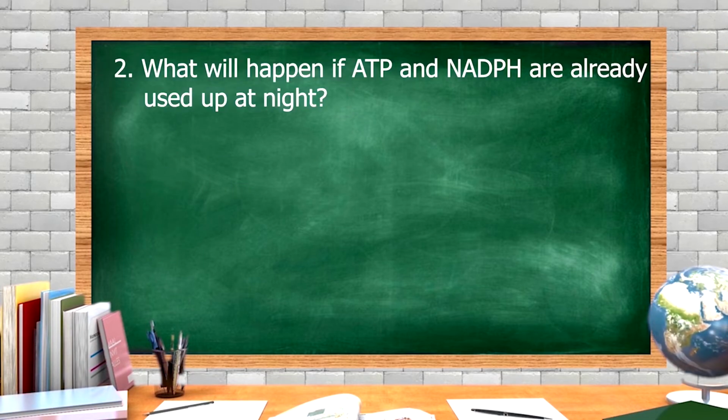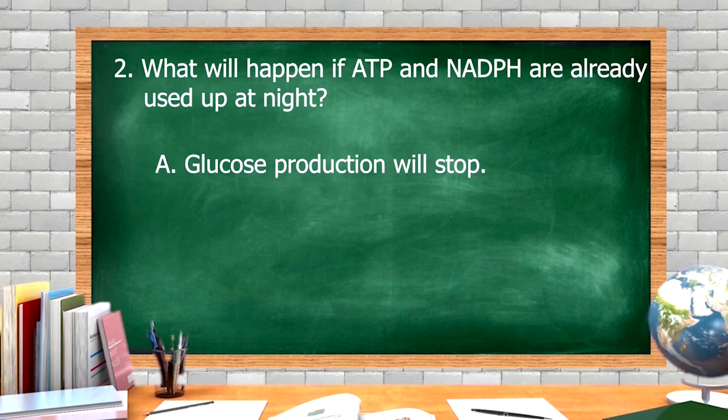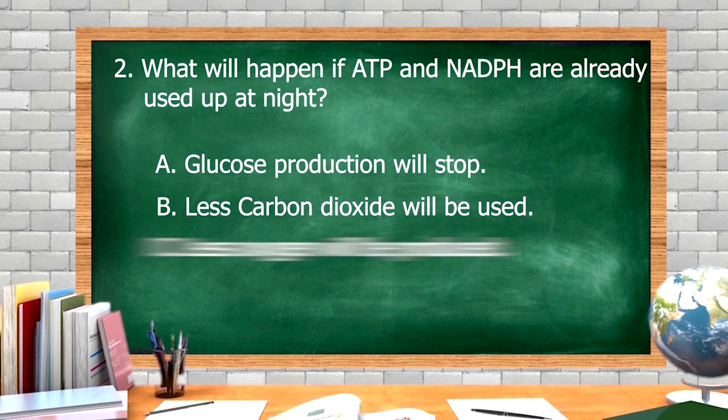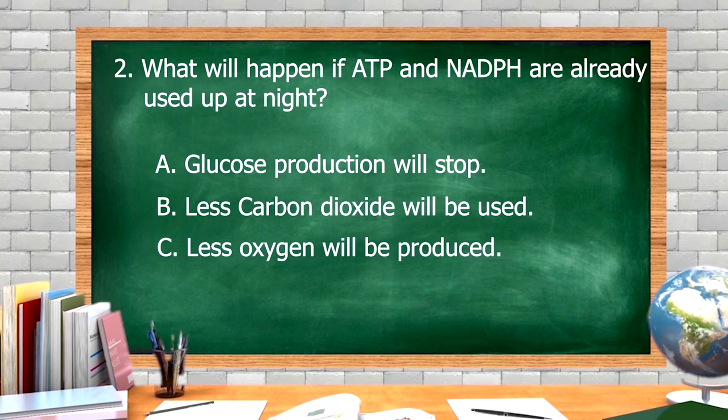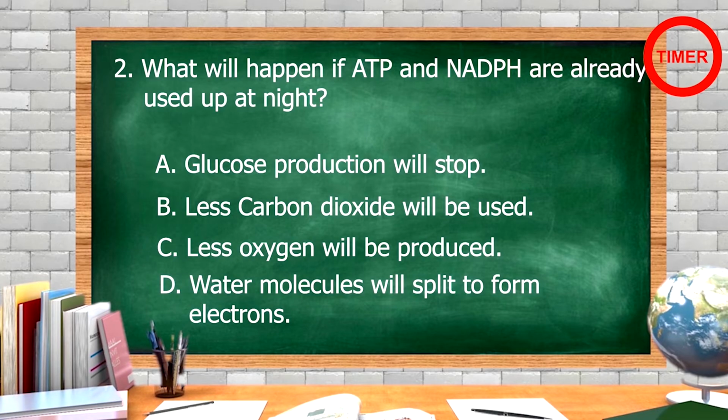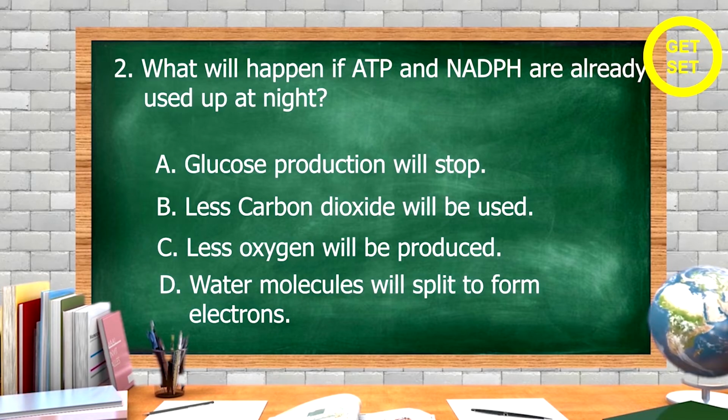Question 2. What will happen if adenosine triphosphate and nicotinamide adenine dinucleotide phosphate hydrogen are already used up at night? A. Glucose production will stop. B. Less carbon dioxide will be used. C. Less oxygen will be produced. D. Water molecules will split to form electrons.